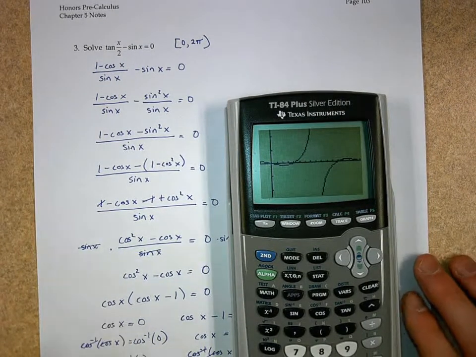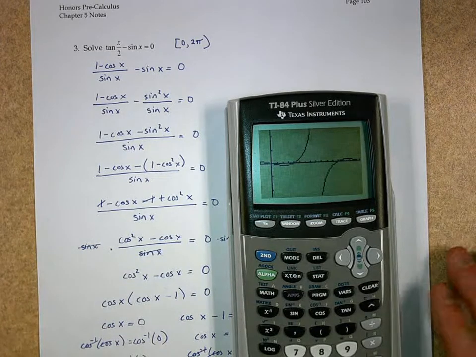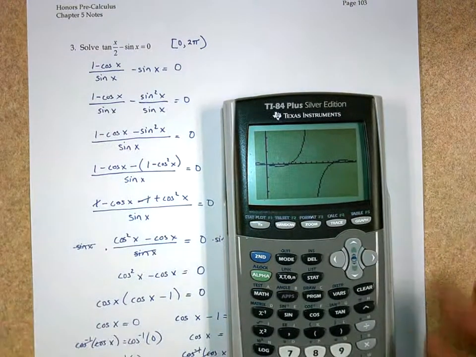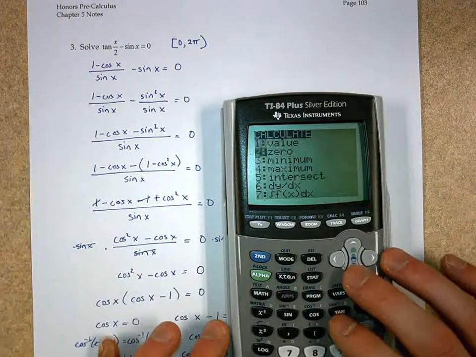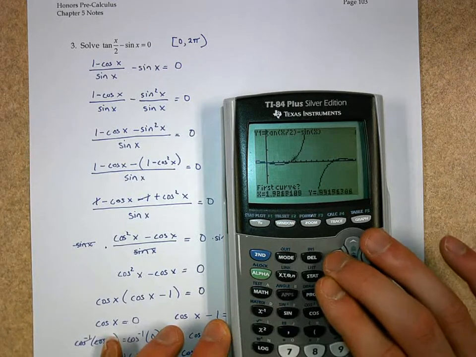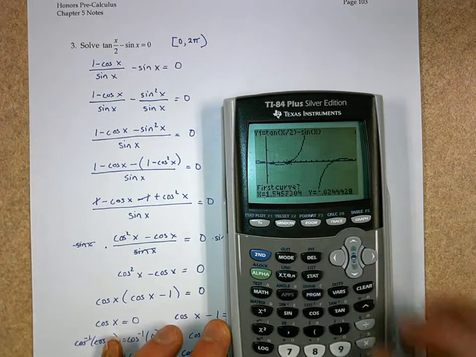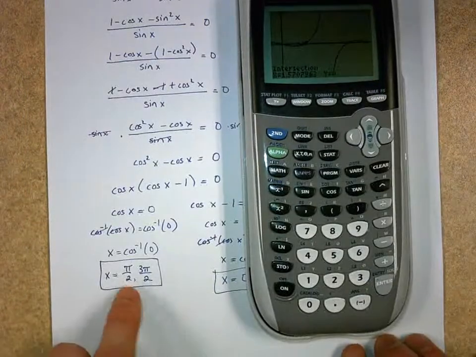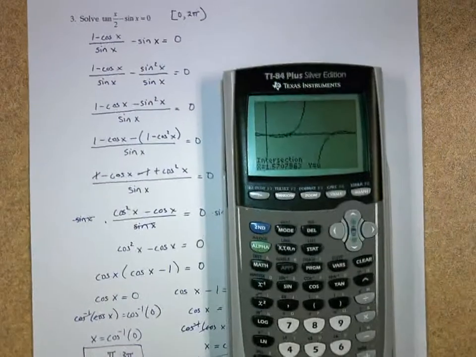We want to see where does the graph intersect 0. Since my right-hand side of the equation is equal to 0, that's what y2 is. Let's go second calc, and we're going to find the intersection of these two graphs. So I think there's an intersection point right there. So we'll hit enter 3 times. And sure enough, intersection is 1.5707963, which 1.57 is pi over 2.